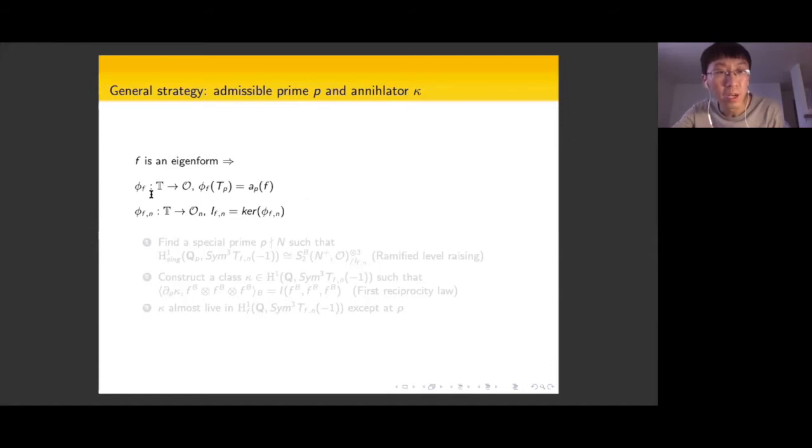Then I can also look at the Hecke eigensystem modulo pi^n. So I take this morphism and reduce modulo pi^n. I have this modulo pi^n version, which I will denote by phi_{F,n}. And I will write I_{F,n} as the kernel of this morphism. This is just notation.